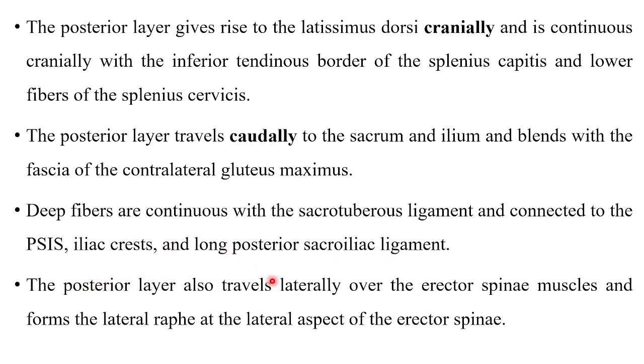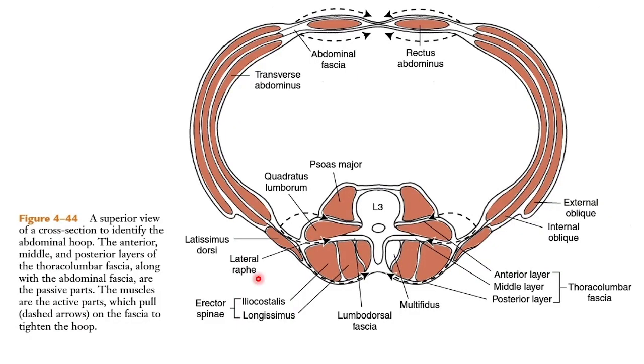The posterior layer also travels laterally over the erector spinae muscles and forms the lateral raphe at the lateral aspect of the erector spinae. So it attaches superiorly, inferiorly, and laterally also. Laterally it attaches over the erector spinae muscles and forms the lateral raphe. So this is the posterior layer, this is the middle layer, and this is the anterior layer. The posterior layer attaches over the lateral aspect of the erector spinae, forming the lateral raphe.